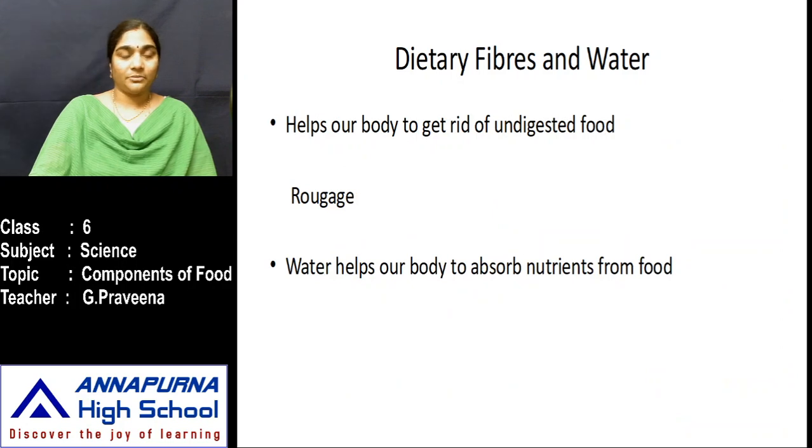So our next topic is about dietary fibers and water. So what does this dietary fiber mean? Dietary fibers are also called roughages, and these roughages are present mostly in the peels of fruits and vegetables. They do not contain any nutrient in them, but the use of this dietary fiber is that they add bulk to the food material and help us to get rid of the undigested food particles. So we can say that roughages prevent constipation.